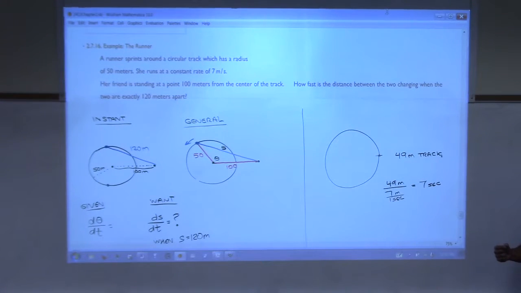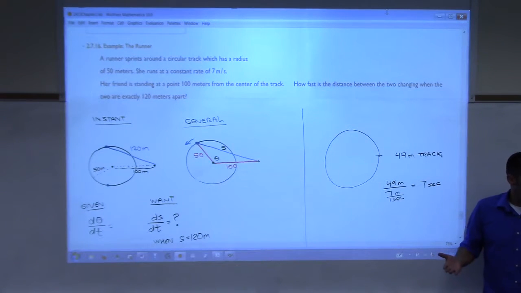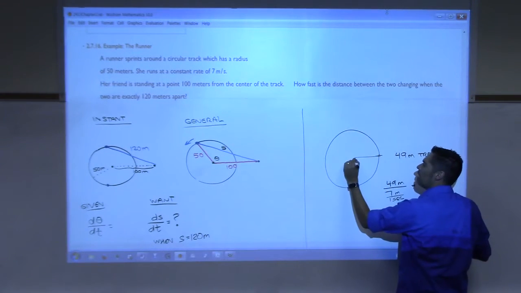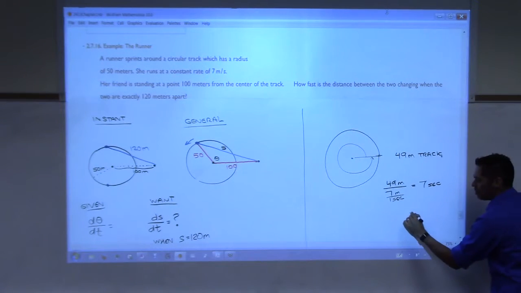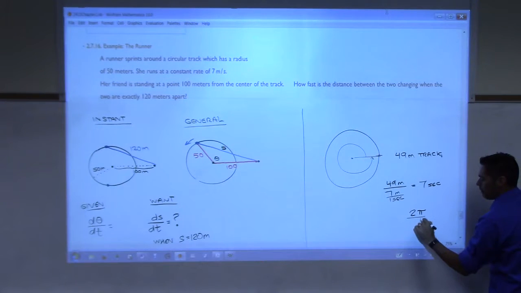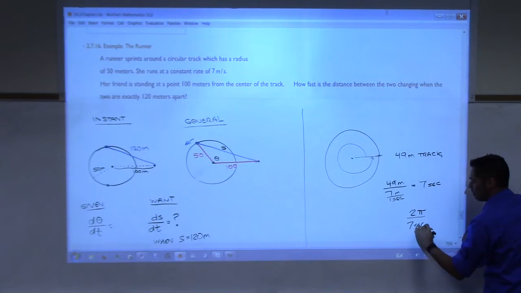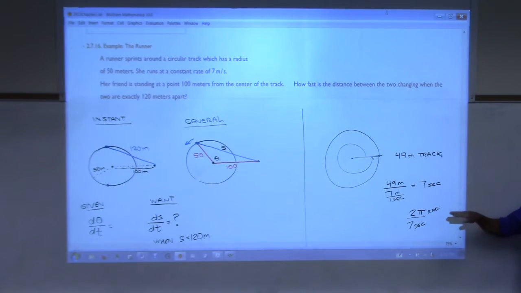Angular speed is how much of an angle she goes through in that time. So how much of an angle did she go through when she went around the track? She went 2 pi, and we are going to use radians, not degrees. All right? 2 pi, how long did it take her? 7 seconds. So 2 pi radians. I'll put rad for radians. She went through 2 pi radians in 7 seconds.